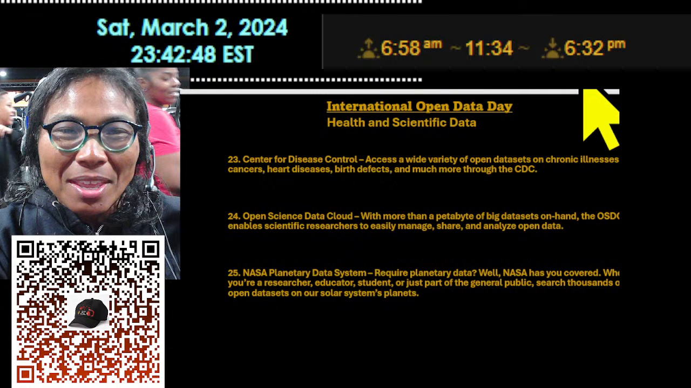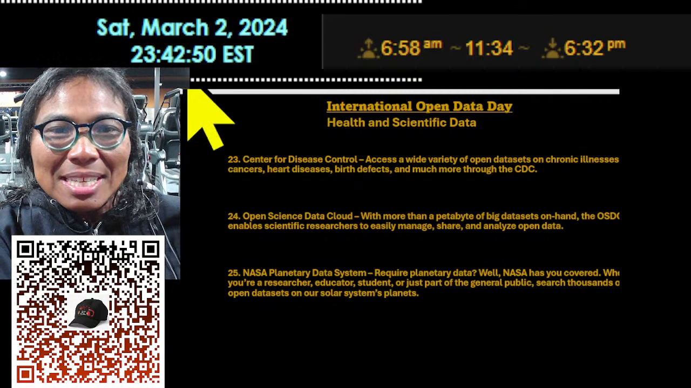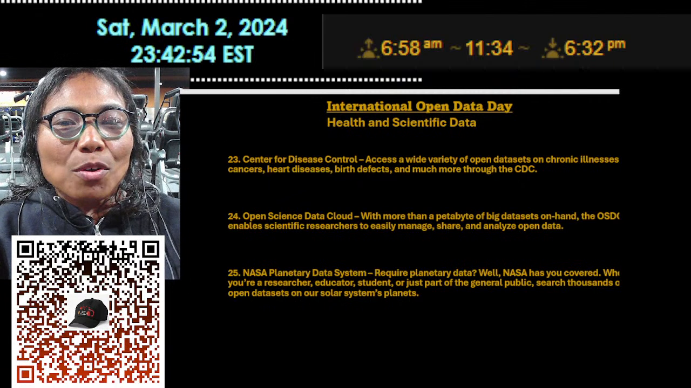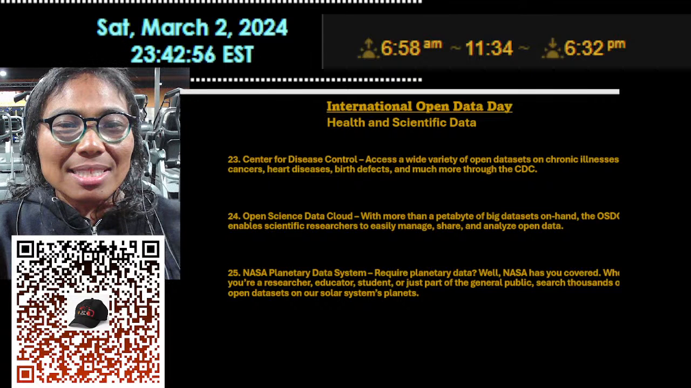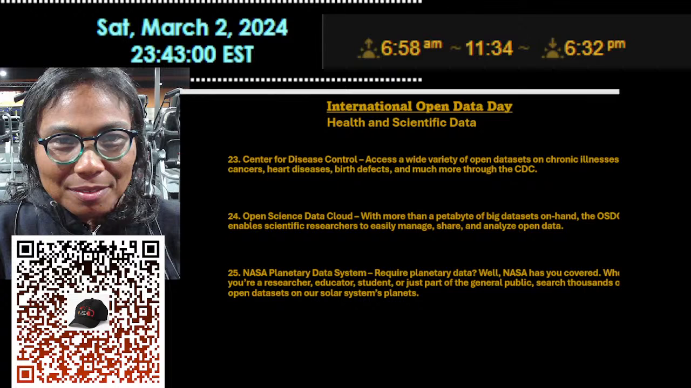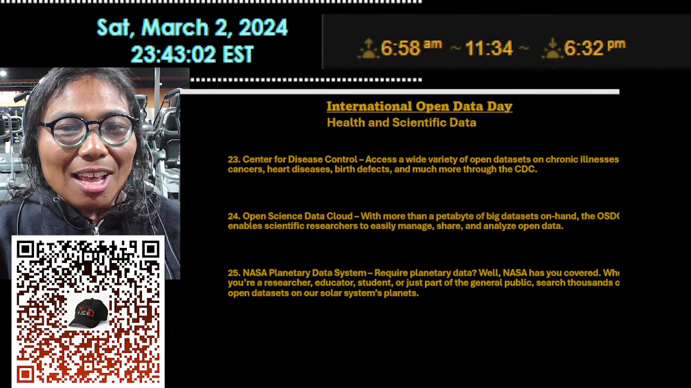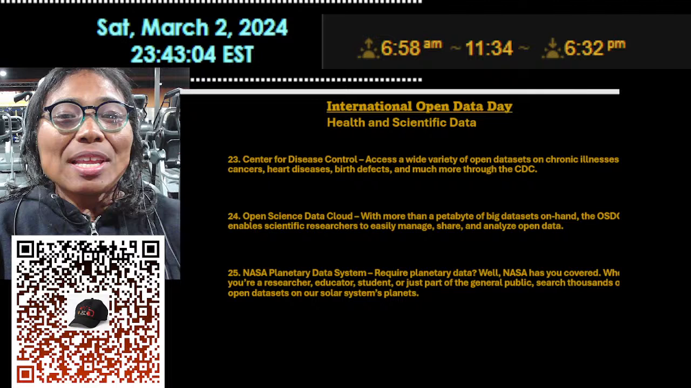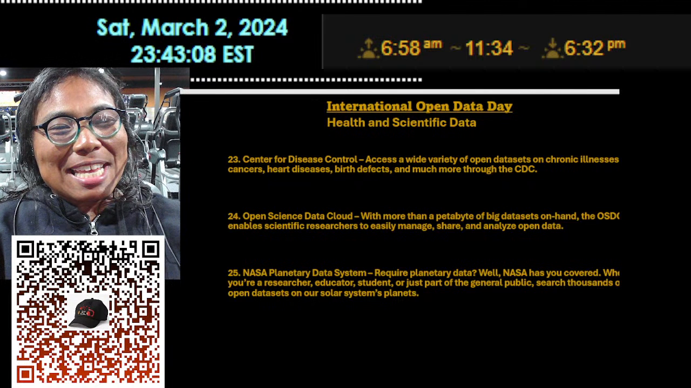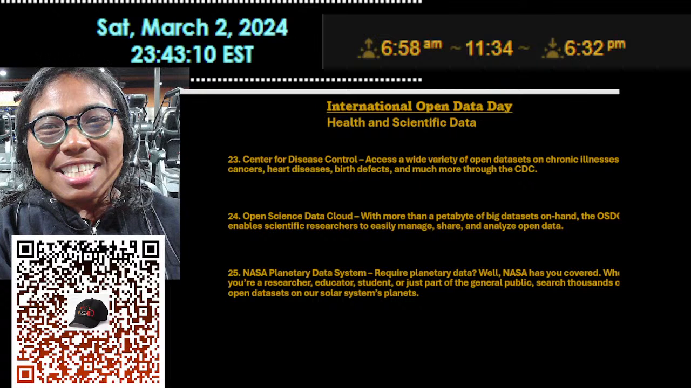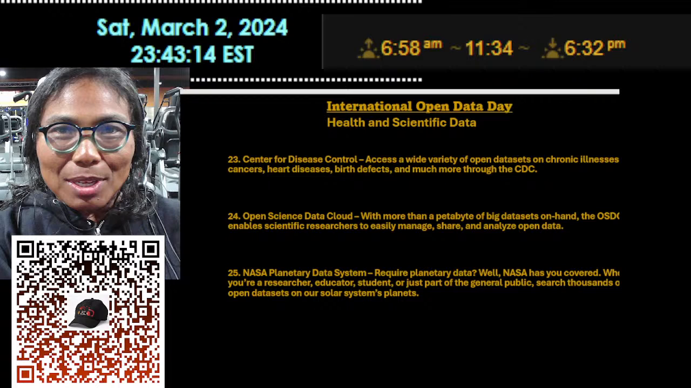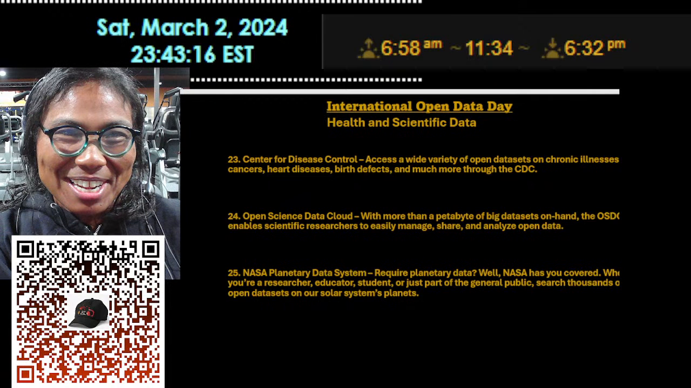Next, we have the Centers for Disease Control. You have access to a wide variety of open data sets on chronic illnesses, birth defects, a lot of stuff. Next, we have Open Science Data Cloud, and there's more than a petabyte of big data sets on hand. Let's you and I take a look at petabytes together so that we all can be educated on that, right? Petabytes.